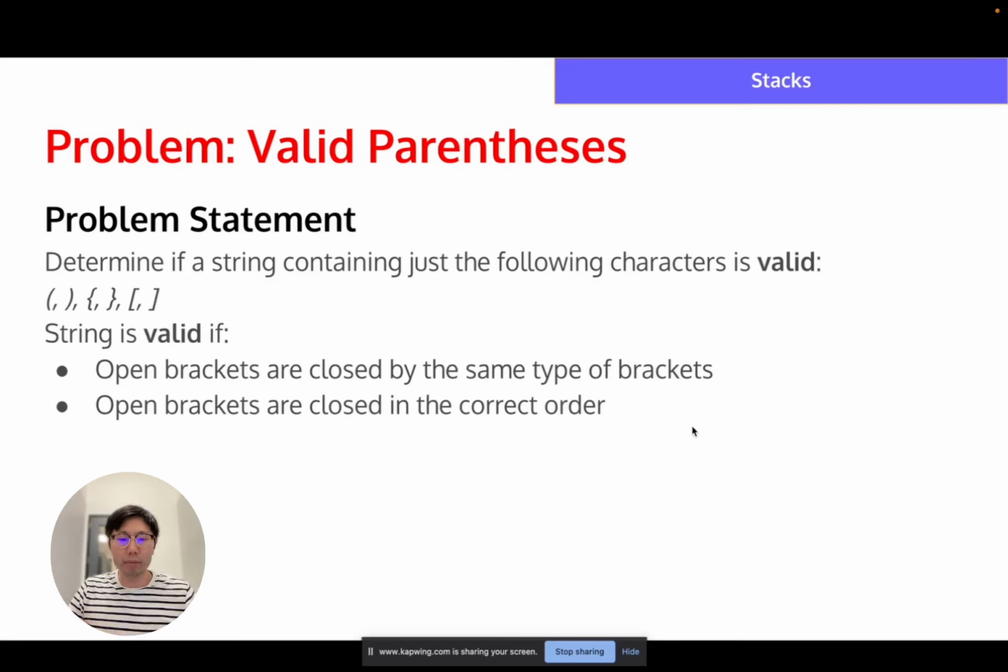Now, let's go over a sample problem called valid parentheses. The problem statement is that we want to determine if a string containing just the following characters is valid. These characters are normal brackets, curly brackets, and square brackets. We consider a string to be valid if open brackets are closed by the same type of brackets, and also if open brackets are closed in the correct order.